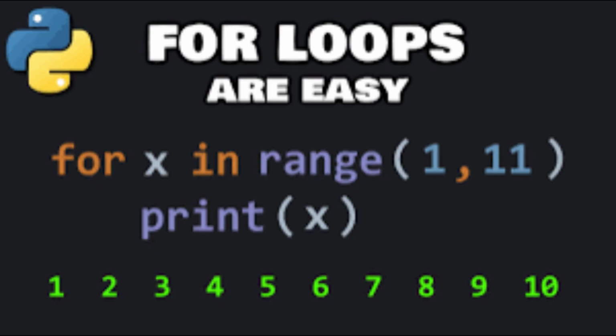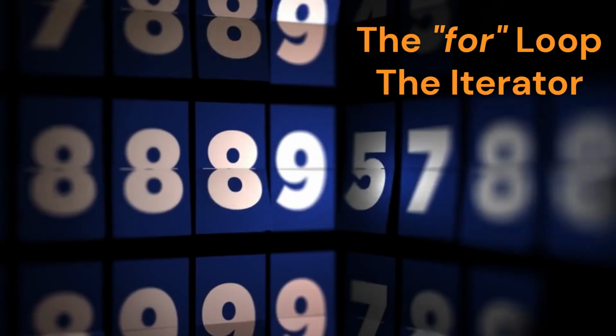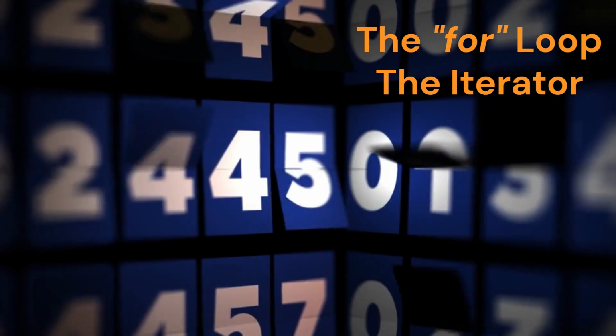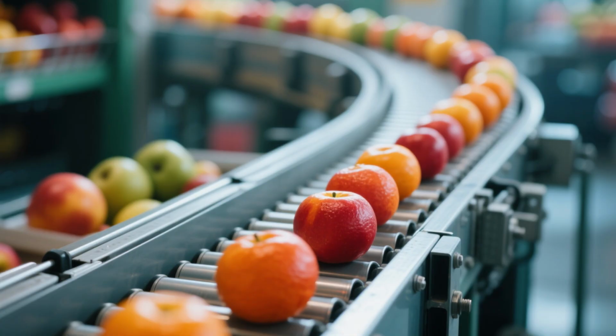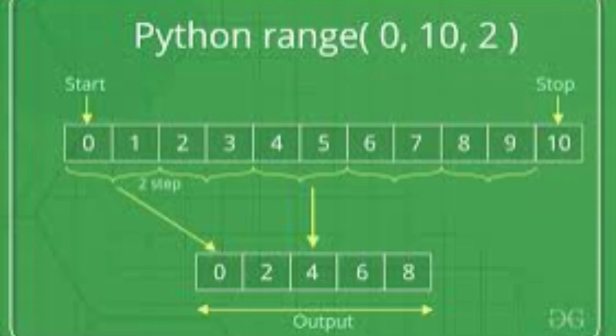First up, the for loop. It's perfect for going through a sequence like a list of items or a range of numbers. For example, you can loop through a list of fruits and print a message for each one. Or use the range function to run a block of code a specific number of times.